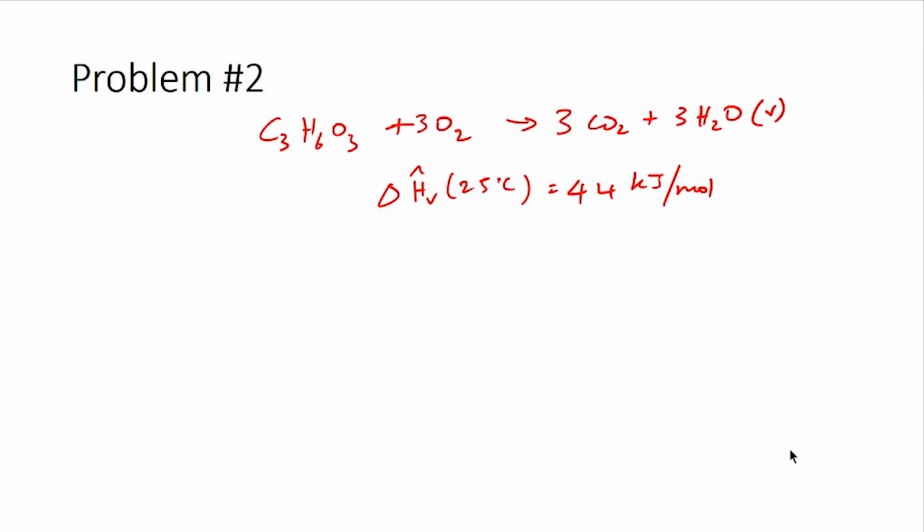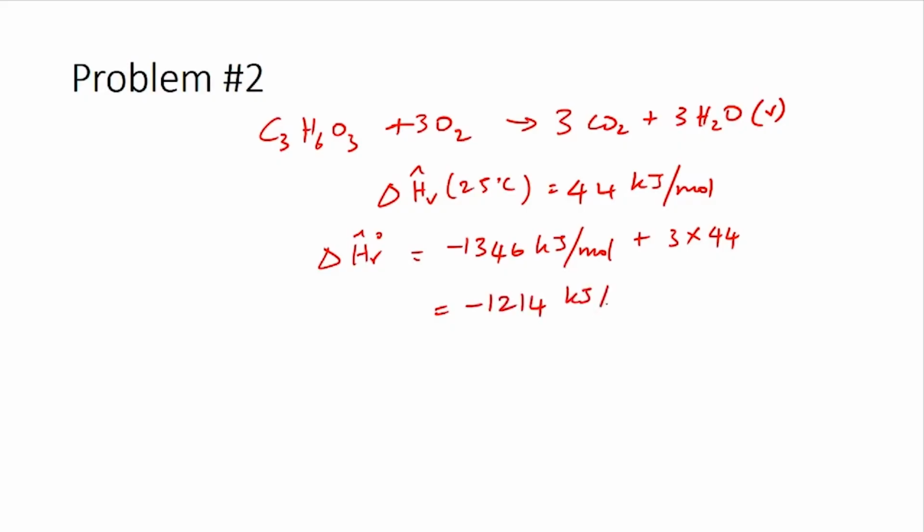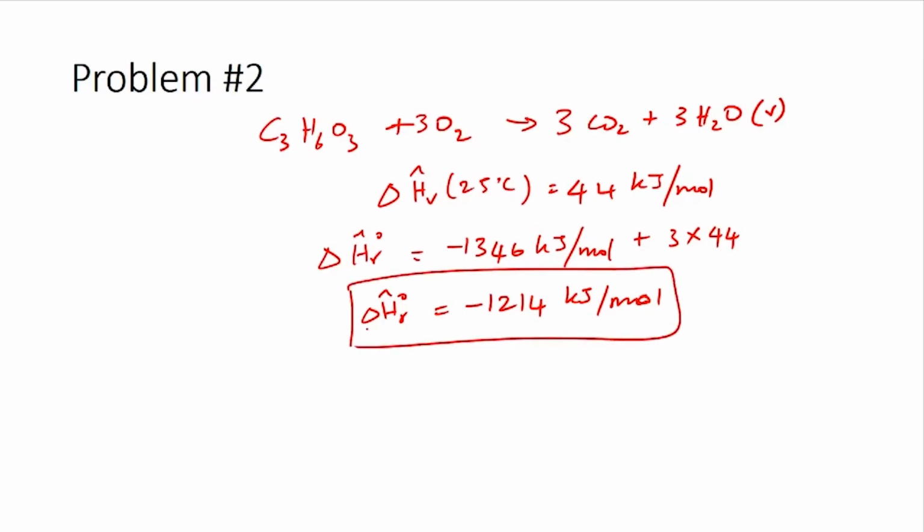So, we will be adding this heat of vaporization times the number of moles of water which is being vaporized to the heat of reaction to get the actual heat of reaction for this process. So, that would be minus 1346 kilojoules per mole plus 3 times 44, giving you a value of minus 1214 kilojoules per mole. So, this would be the heat of reaction if water vapor is being formed.